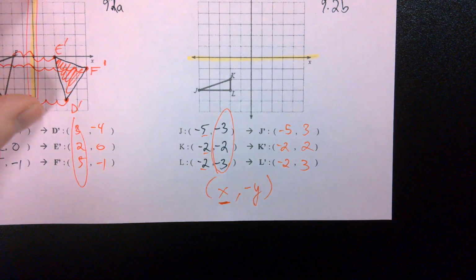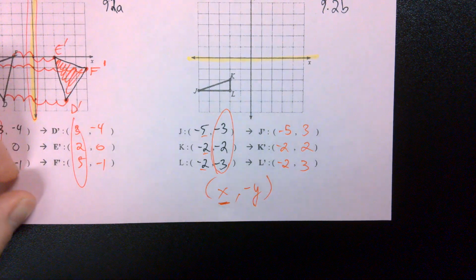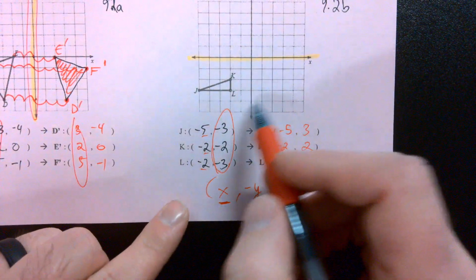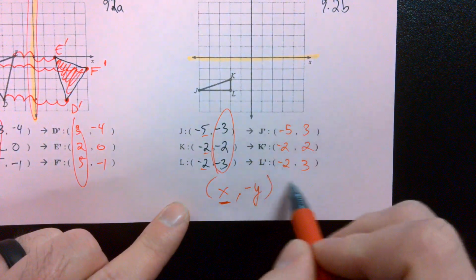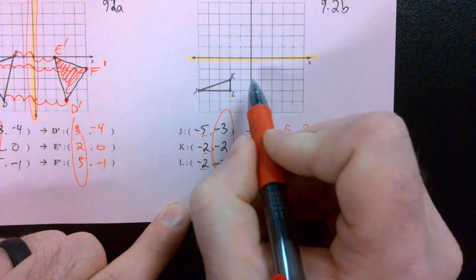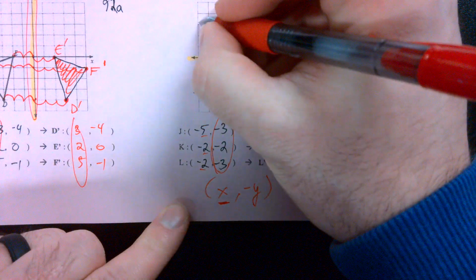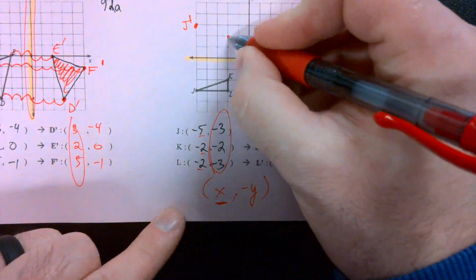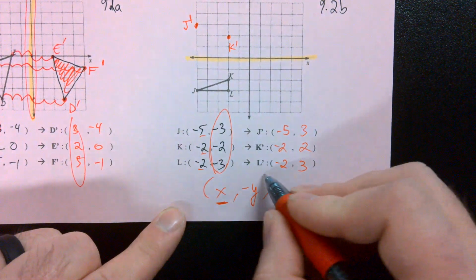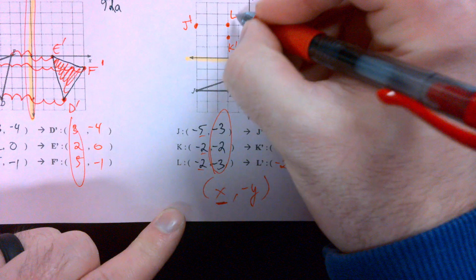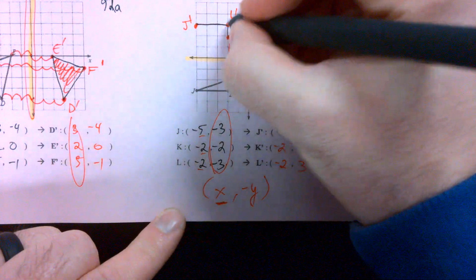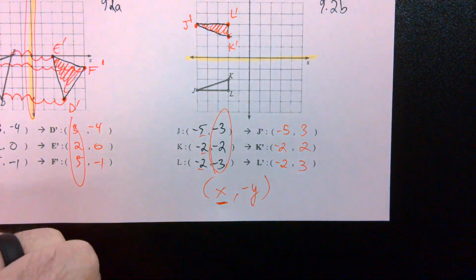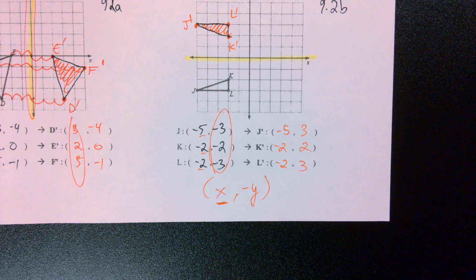So we see in number 7, we started with the graph, finished with the points. In number 8, we're starting with the points, finishing up with the graph. Now I don't have to count, I don't have to do my bumps, I just have to plot these 3 points like we all know how to do. J prime is at -5, +3. K prime is at -2, +2. And L prime is at -2, +3. Connect my dots together. I'm going to shade mine in. You don't have to. And there's our reflection on the x-axis.